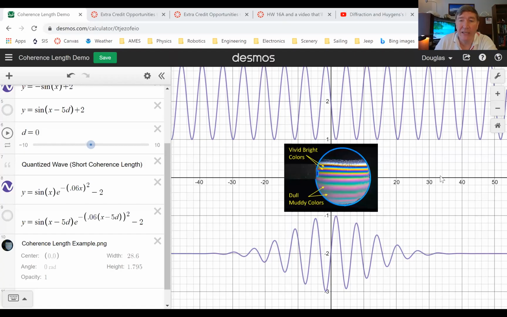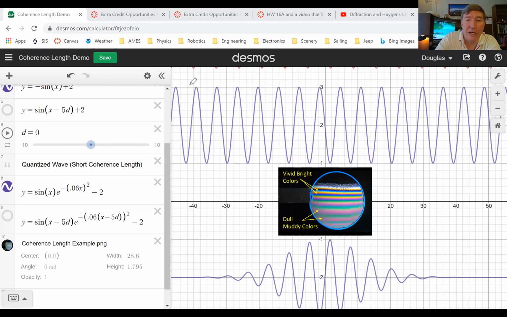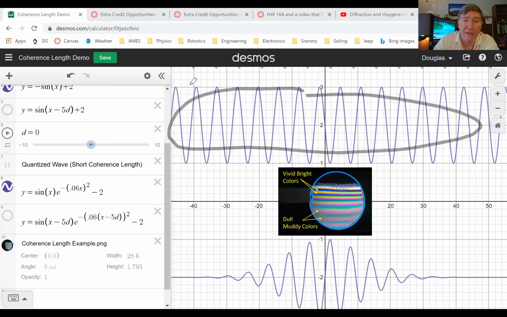Let me go back to Desmos here. It is not going to be a continuous burst like this, because the event that causes the light to be emitted is an extremely short event. It only happens for maybe a fraction of a second. So what you get is a very short duration wave. You get what's called a photon.